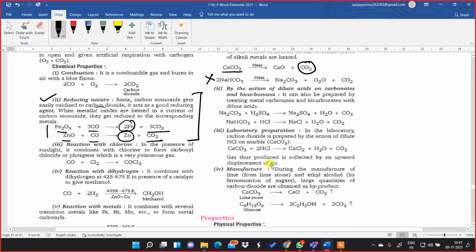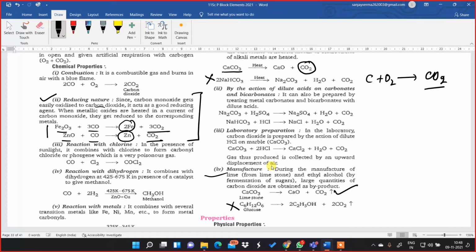So if you burn carbon in sufficient supply of oxygen, then it forms carbon dioxide. That is complete combustion. So that is another method which is easier. Okay. So manufacture is given. This is correct. Okay. This is not required. Now under the properties they are talking about lime water test and uses only.